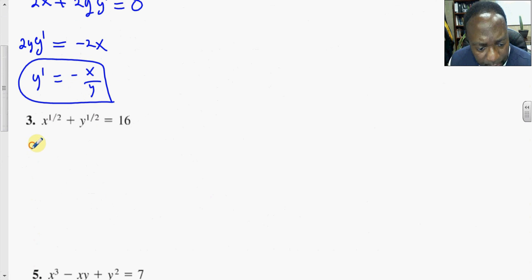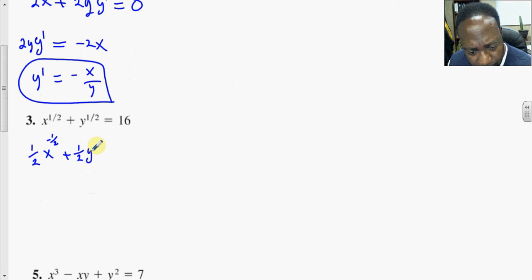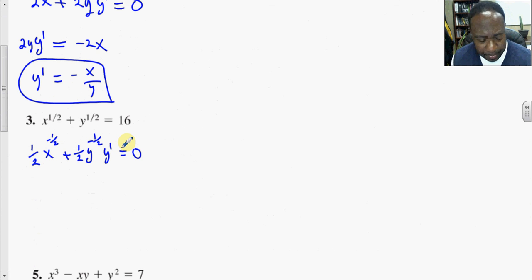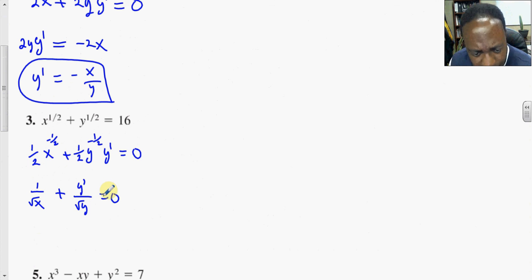Secondly, take the derivative here, we get 1/2 x to the 1/2 minus 1, so that's x to the negative 1/2, plus 1/2 times y to the negative 1/2 times the derivative of y, that's y prime, equal to 0. Multiply both sides by 2, just to simplify that. Notice that this is 1 over the square root of x plus y prime all over the square root of y is equal to 0.